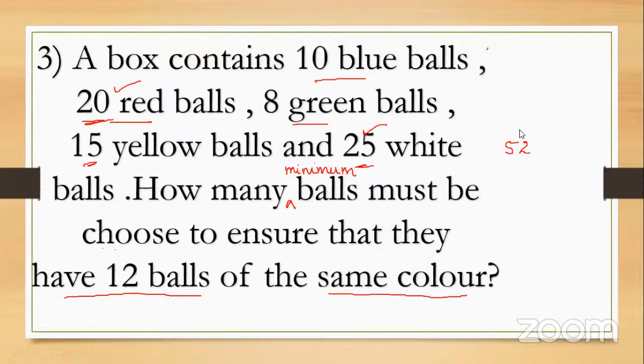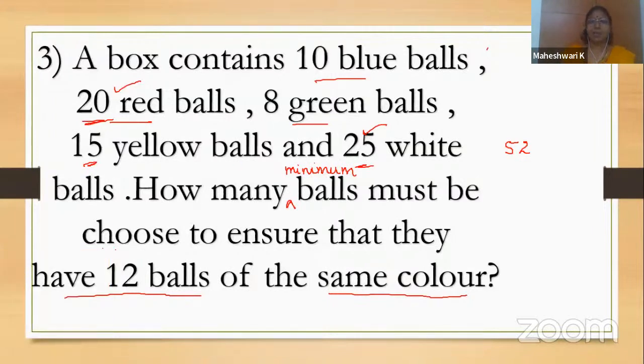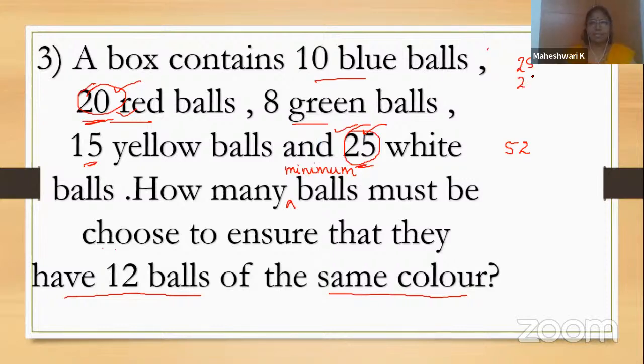Why 52 won't work, right? Let me just take this one. Let's check this, 25 and 20. 52 should work as you say, right? The total number of balls which are eligible are 60. So 20 plus 15, let's take.